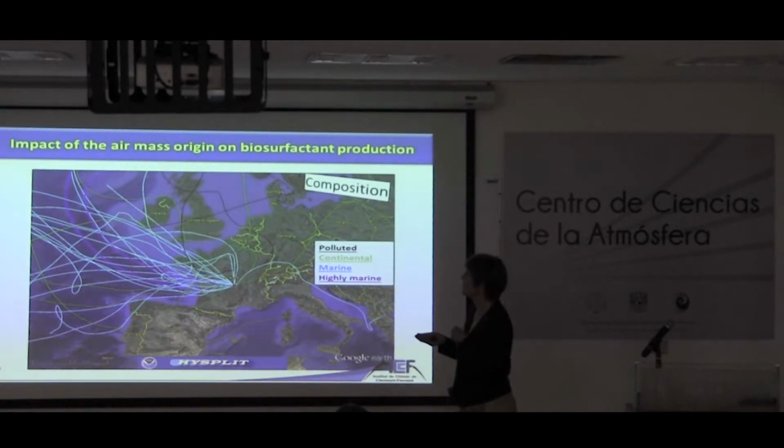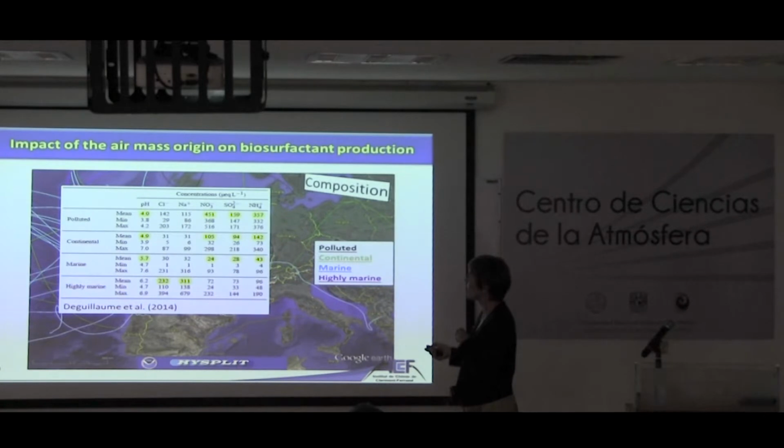Okay, now we try to see if, depending on the air masses, there is an impact on this biosurfactant production. So we have here the back trajectories of the different samples. But in the lab, usually we don't take the back trajectories too much into account. We measure the composition of the cloud, so the different anions and cations, pH, oxidant power and so on. And we then classify them depending on whether they are polluted, continental, marine, or highly marine.